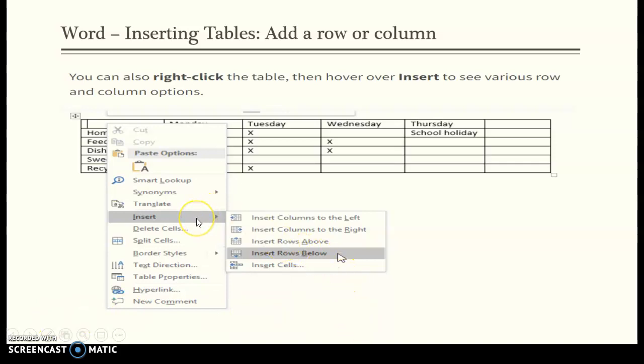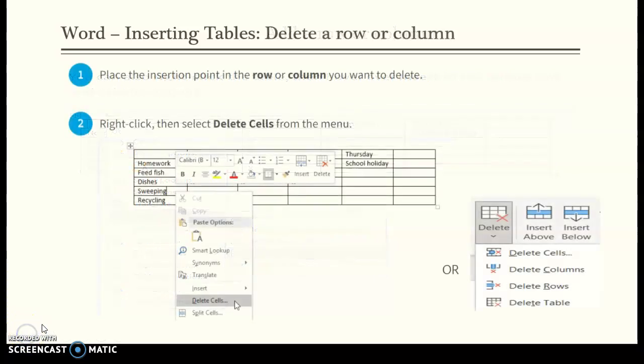You can also right-click and then choose Insert, and again, it's the same: columns left, right, rows above, below, same things. There's also Delete Cells. So this is a right-click shortcut. Always more than one way to do something in Word.